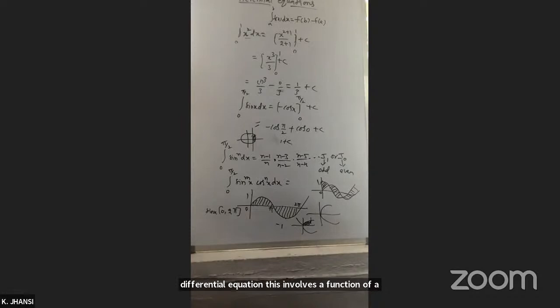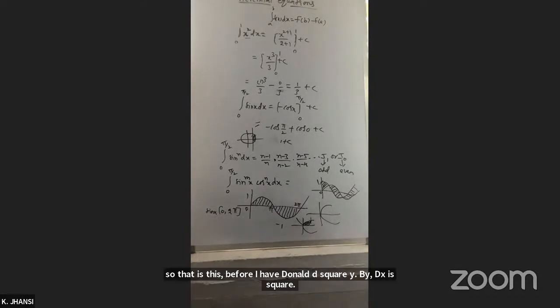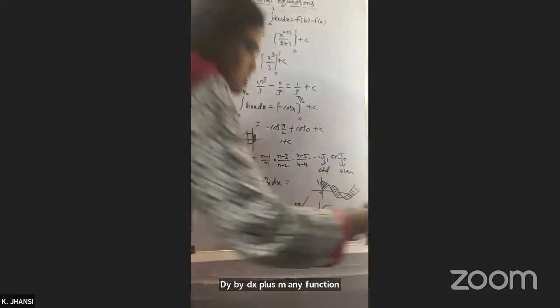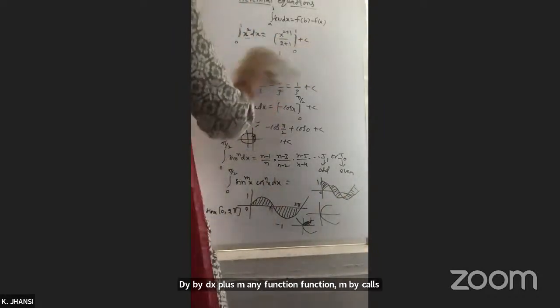Okay. So that is d square y by dx square plus dy by dx plus m, any constant, times y equals 0, as I have told before. So this is called an ordinary differential equation.